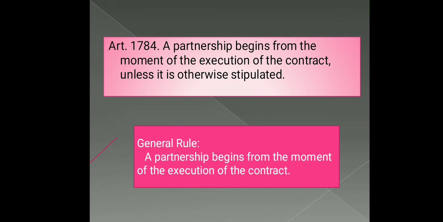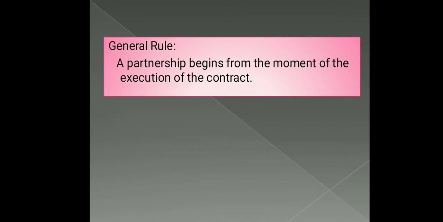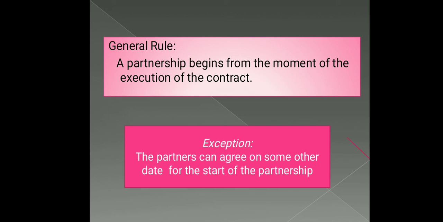So, merong exception sa rule na to. Exception is the partners can agree on some other date for the start of the partnership. So, exception dun sa rule ng execution nung partnership kung kailan magsa-start, pwedeng magkasundo yung both partners kung kailan magsa-start yung partnership nila.